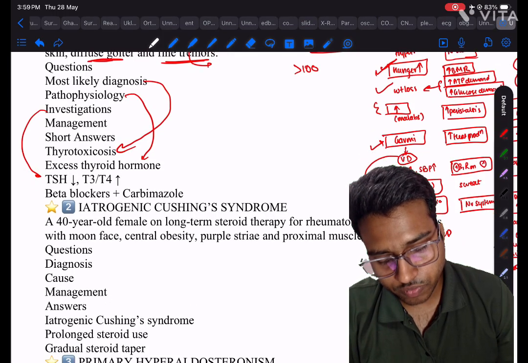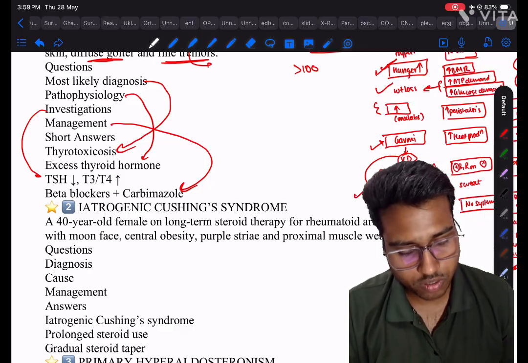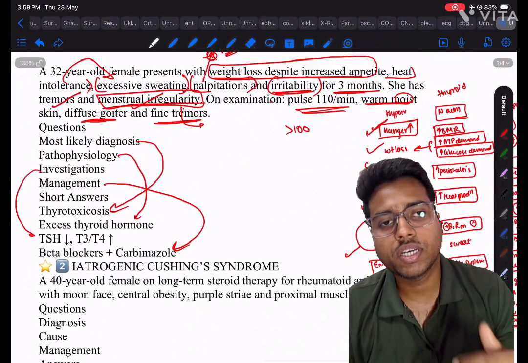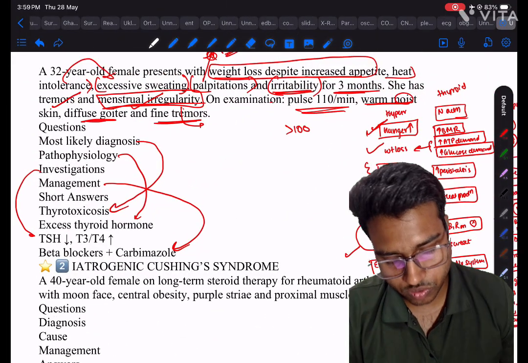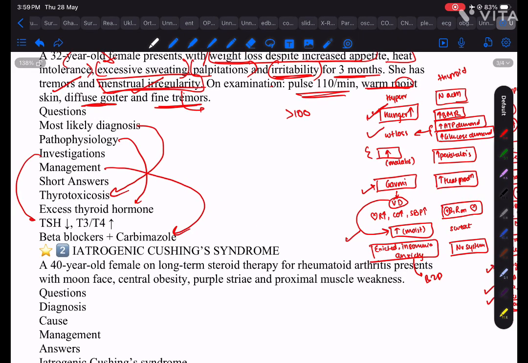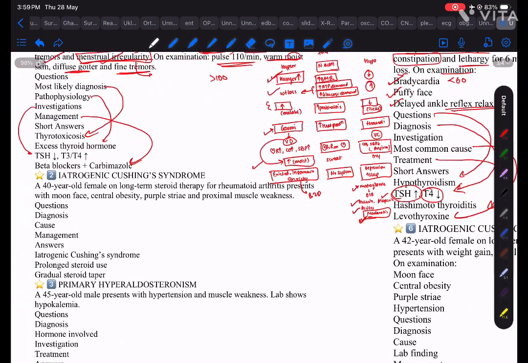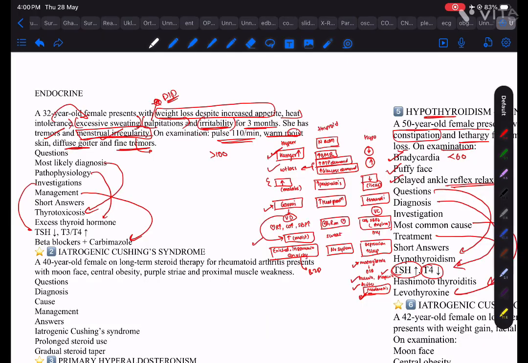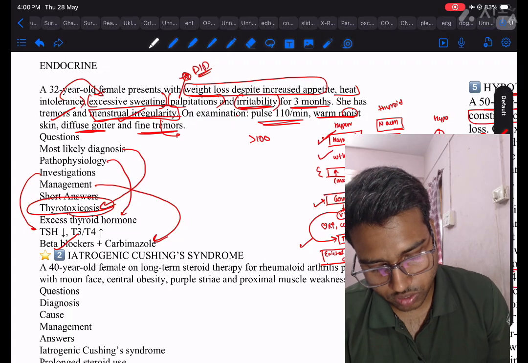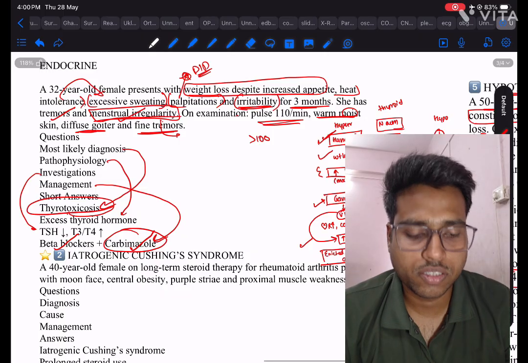What will be the treatment over here? You have to give beta blockers and carbimazole. Okay, why beta blockers? Because there is tachycardia, so we have to stop the high heart beating. Okay, so treatment for thyrotoxicosis is beta blockers and carbimazole for the anti-thyroid drugs.